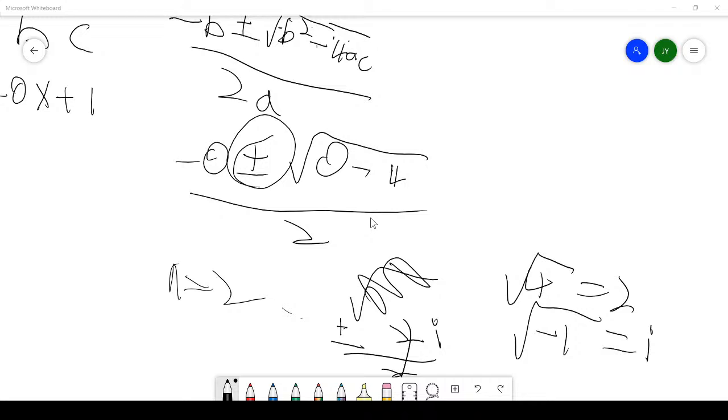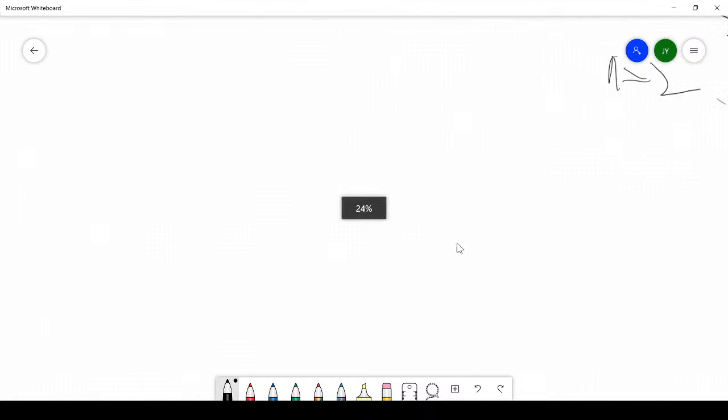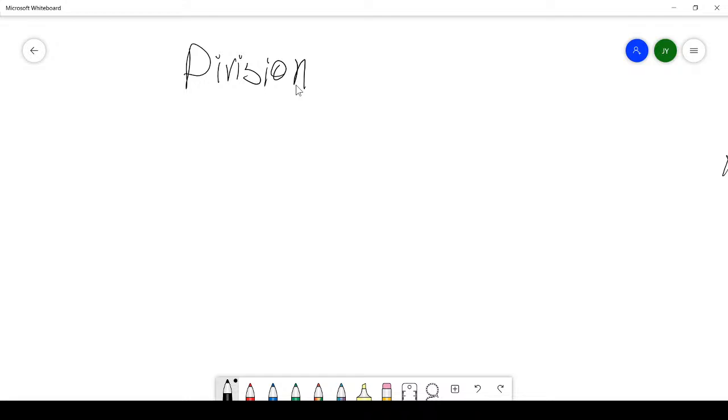Moving on to the next topic. What we're going to do is move on to division of polynomials. You might have touched on this in Algebra 2 before.